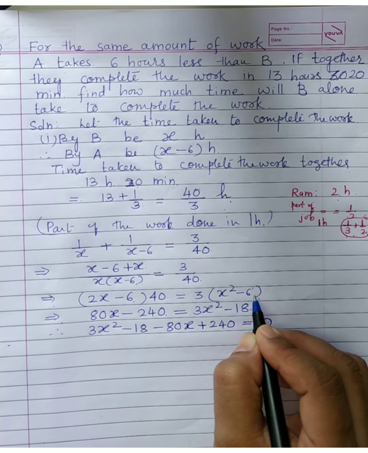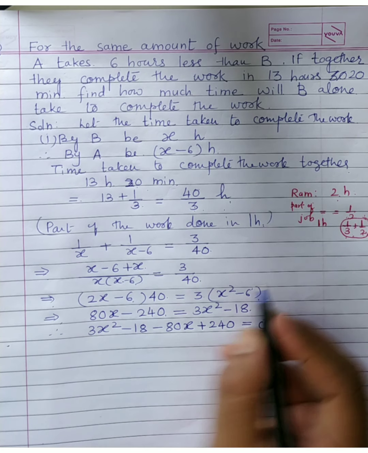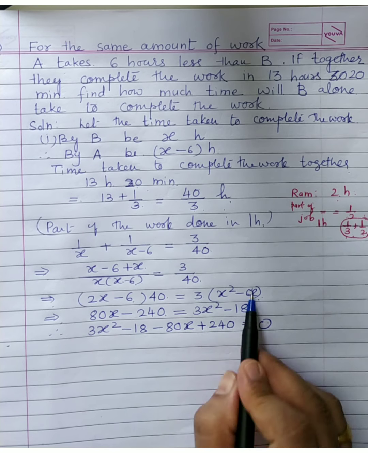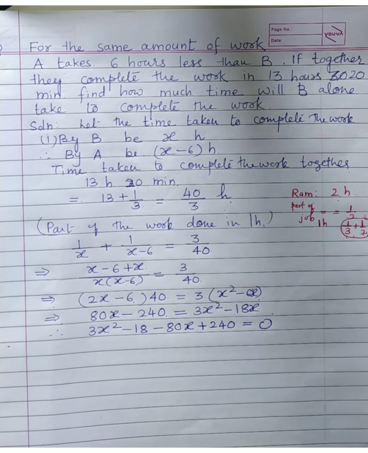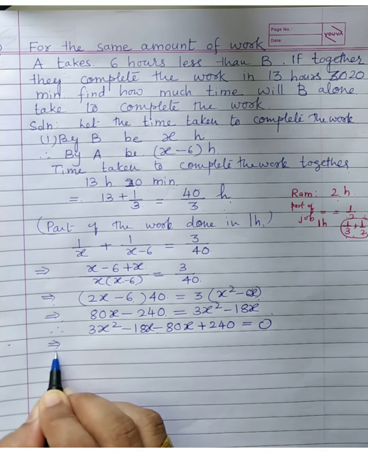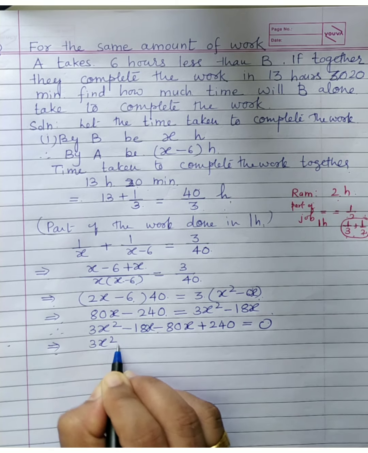Okay, one mistake here. X square minus 6 into x, so we have to write here also x. So 18x, this will be x. Okay, so you can check it. Actually sometimes a mistake can be made.